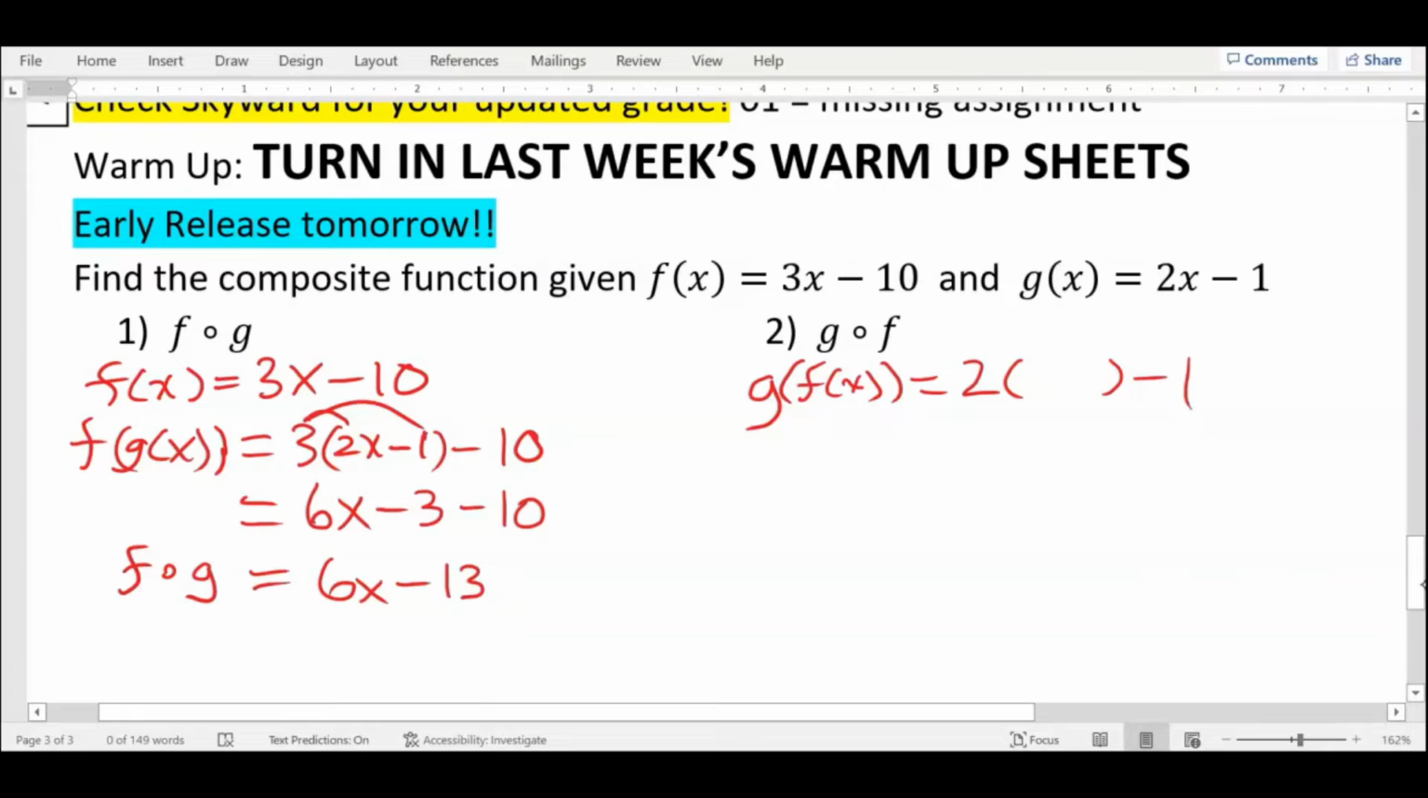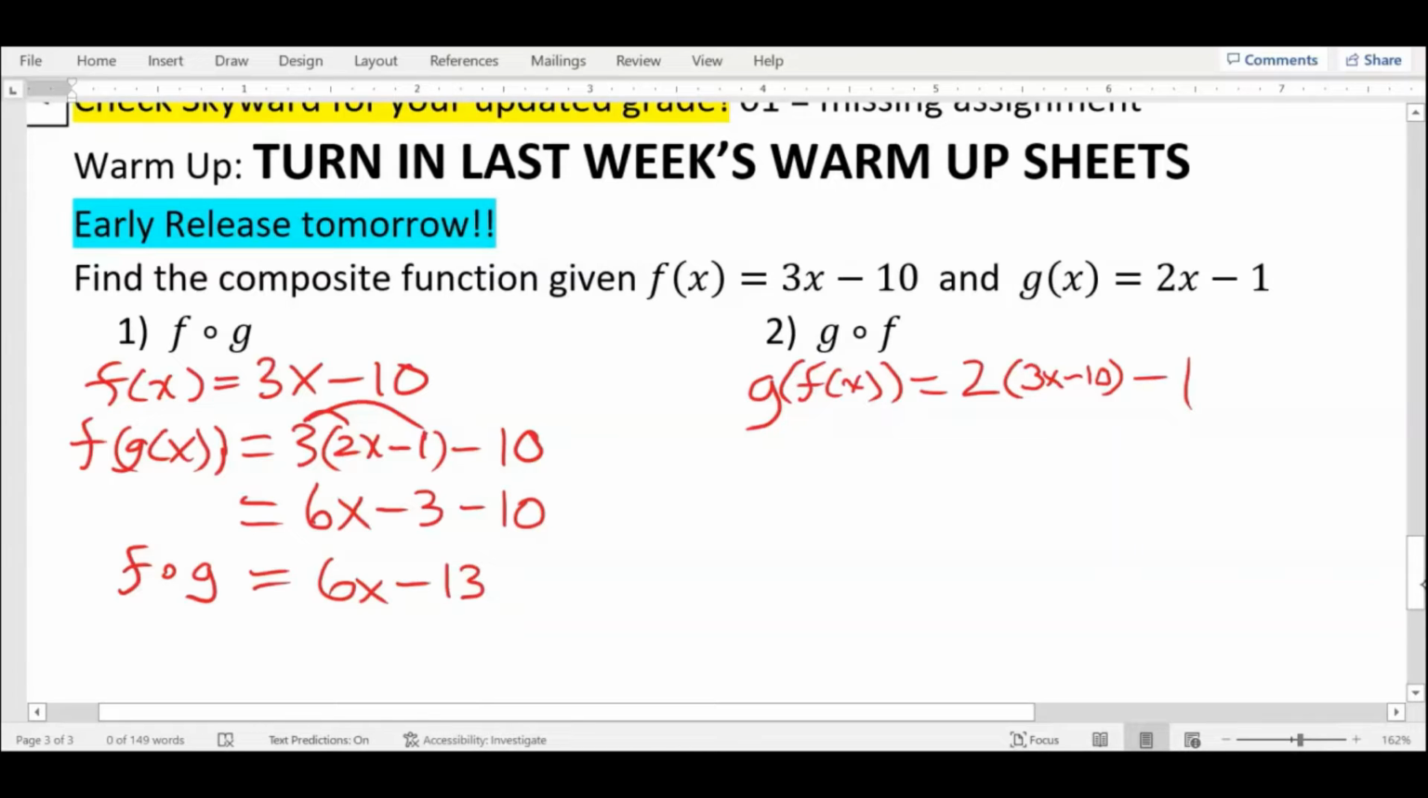F of x. 3x minus 10. You might have to write small. And once again, does it make sense? Are you getting this down?